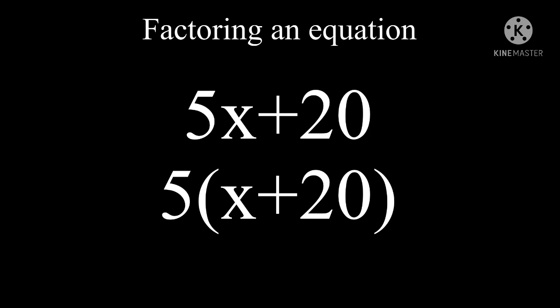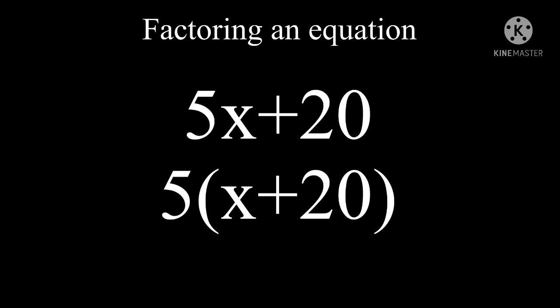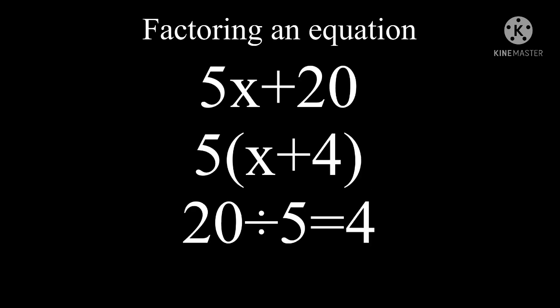If we multiply 5 by 20, we're going to get 100. So instead, what we need to do is divide 20 by 5. So we'll get 4 from that. So when solving the problem, 5 times 4 is 20. We now have our factored equation, 5 in parentheses x plus 4.